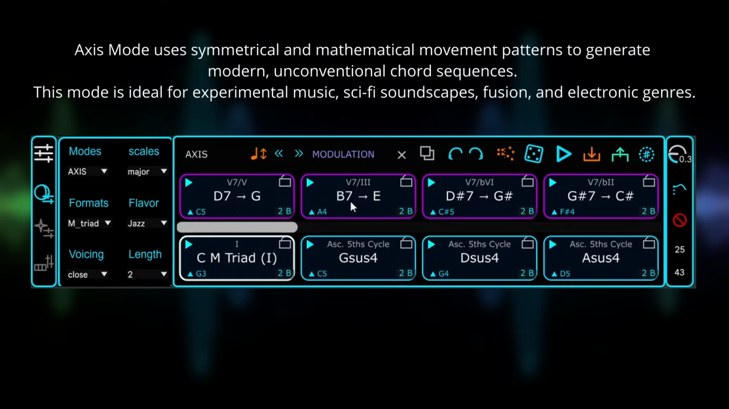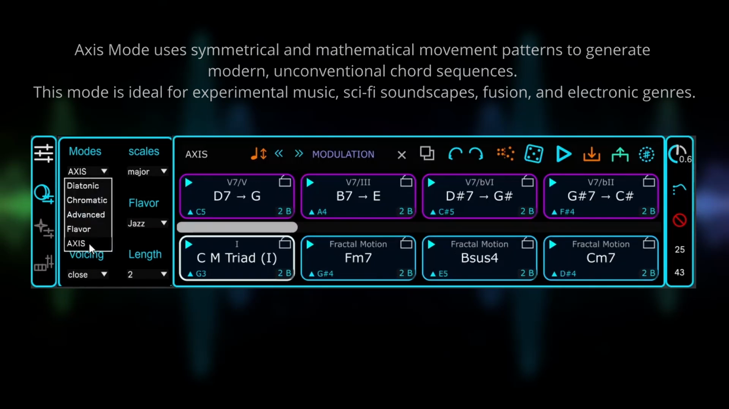Axis mode uses symmetrical and mathematical movement patterns to generate modern, unconventional chord sequences. This mode is ideal for experimental music, sci-fi soundscapes, fusion, and electronic genres.